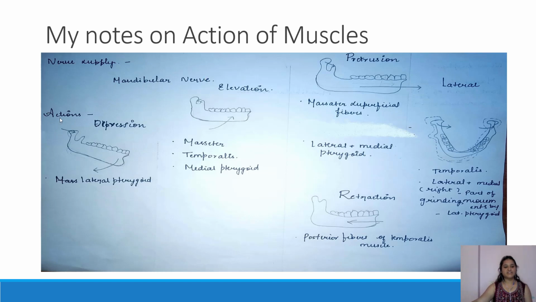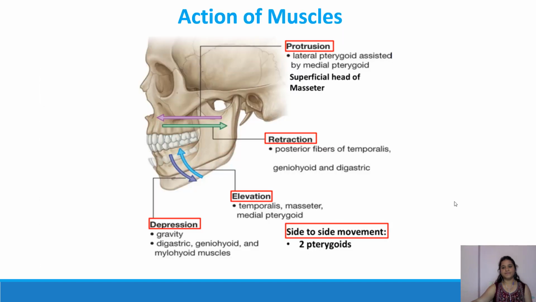Next, moving ahead with the actions. Depression of mandible, that is opening of mouth, is by lateral pterygoid. Then elevation of mandible to close the mouth is by masseter, temporalis and medial pterygoid. Protrusion, forward movement of mandible, is by masseter and lateral and medial pterygoid. Retraction, backward movement, is by posterior fibers of temporalis muscle. Lateral movements, that is side to side movements, is by temporalis, lateral plus medial pterygoid.